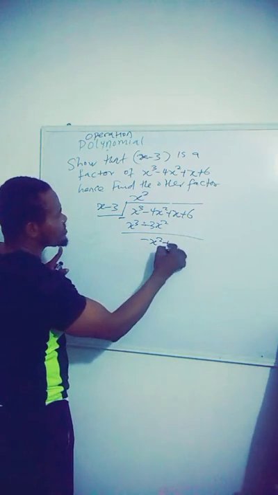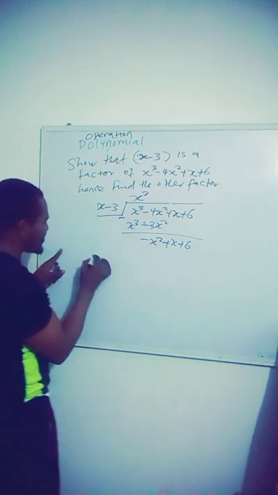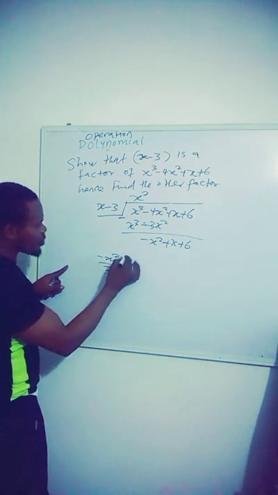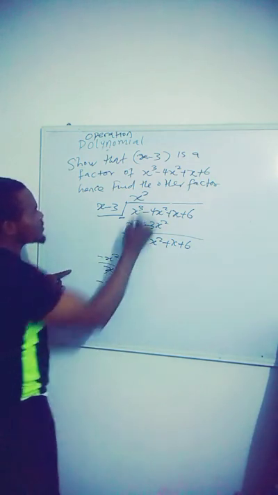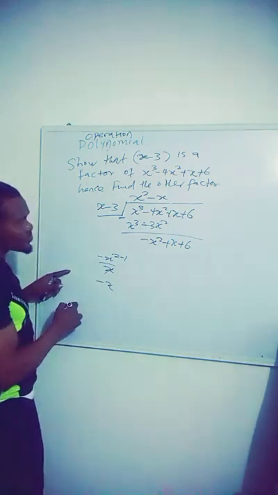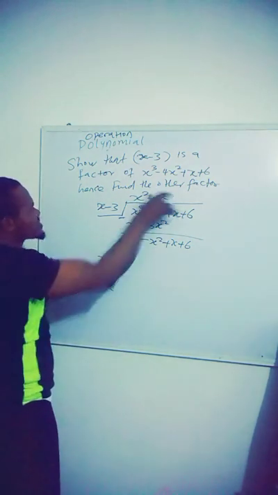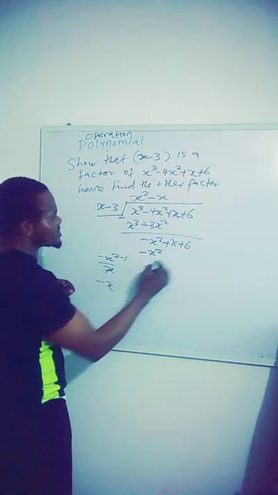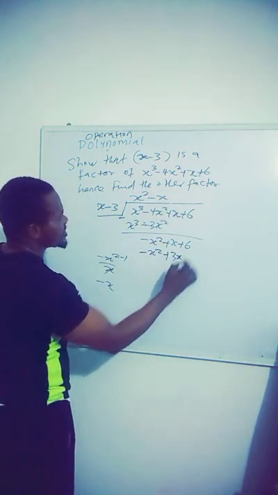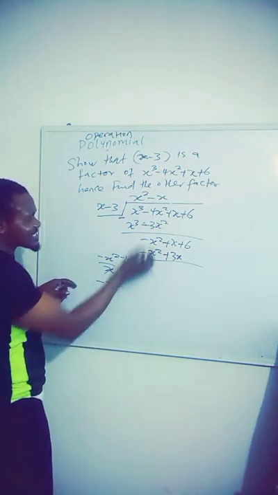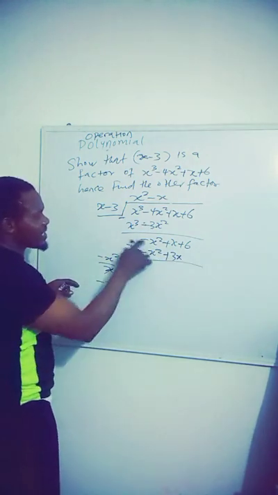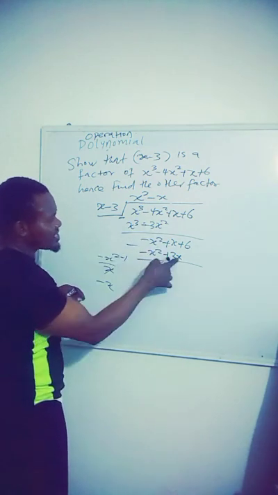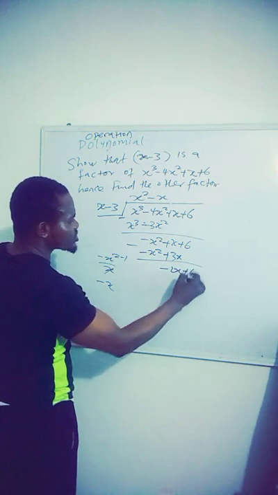Then you repeat this plus x plus 6. Then you have minus x squared divided by x. This will take away 1, you are left with minus x. So minus x times x, you have minus x squared. Minus x times minus 3, that is plus 3x. Then you subtract. The only sign that will change this to 0 is negative. Minus x squared minus x squared, 0. x minus 3x, that is minus 2x plus 6.